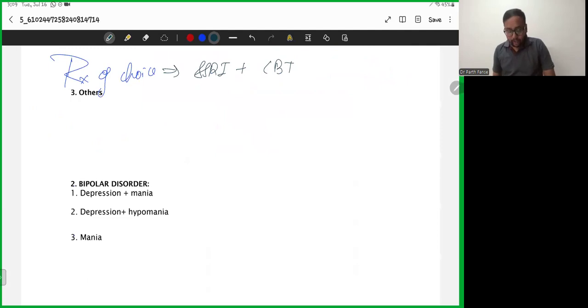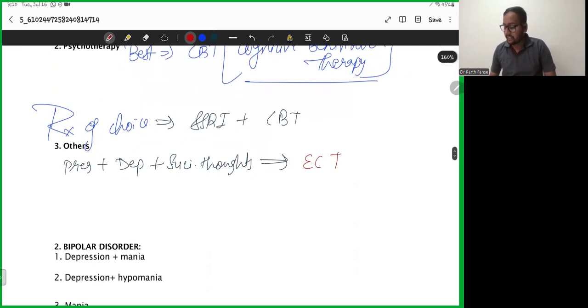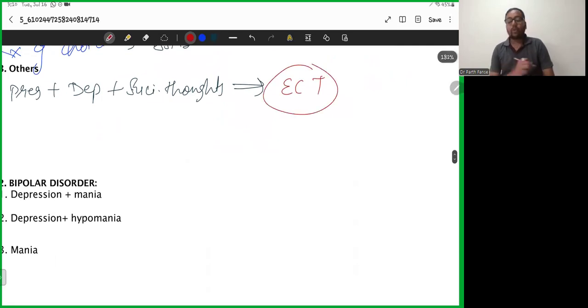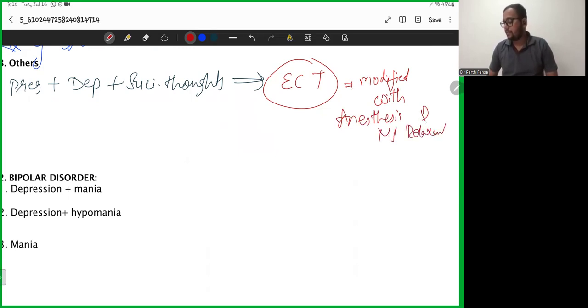If a patient has pregnancy plus depression and she is also having suicidal thoughts, then what can you give? You can give ECT. What is ECT? Electroconvulsive therapy. Nowadays it has been modified with anesthesia and muscle relaxants. So we have completed the first part, that is depressive disorder.